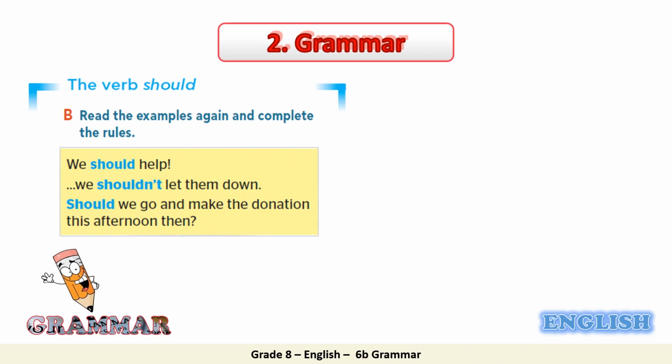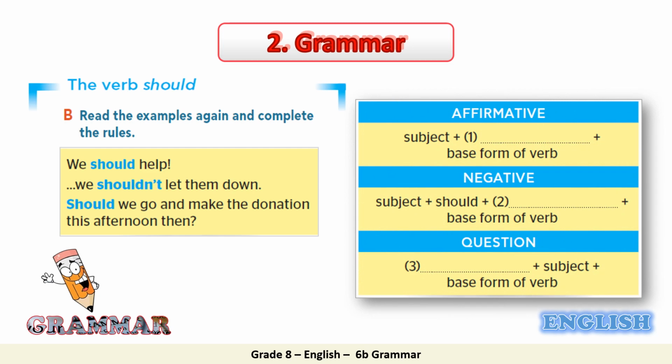Now let's move on to activity B. Read the examples again and complete the rules on the right. We have 3 rules here to be completed. How to form affirmative sentences, how to form negative sentences, and how to form questions. Pause the video if you need time and try to figure out the answers. Are you ready? Let's begin.